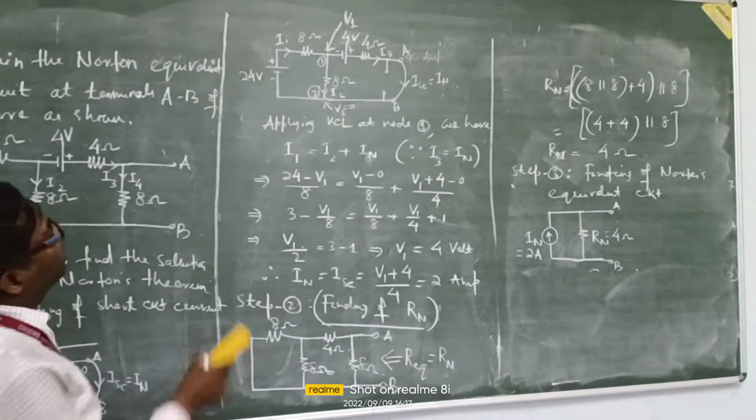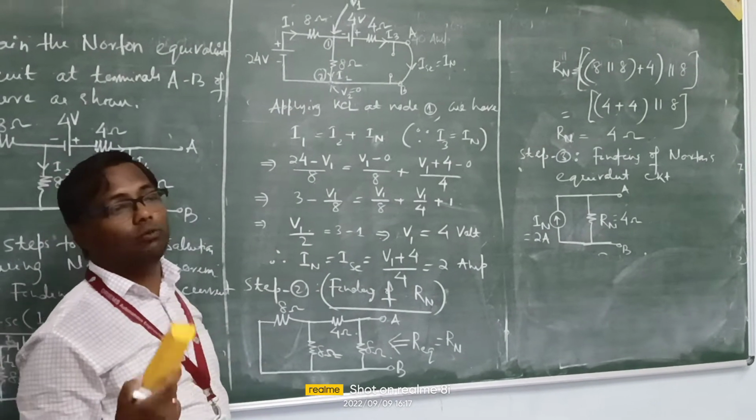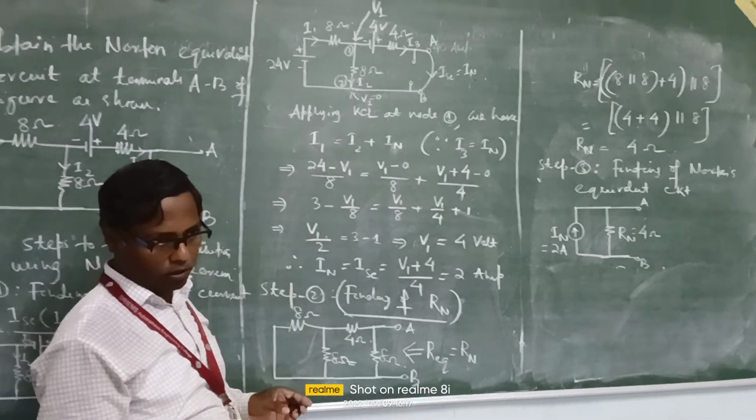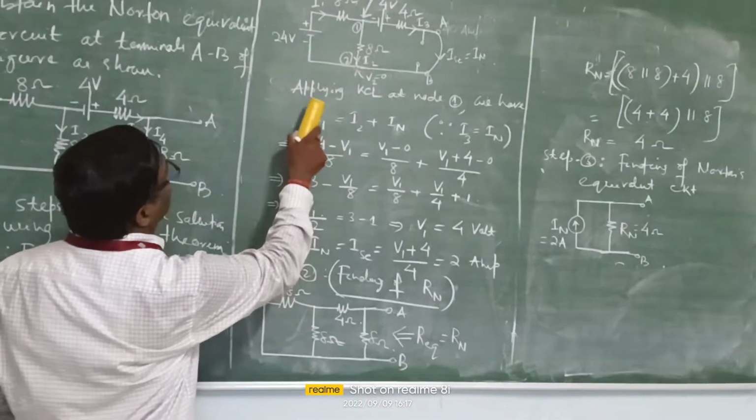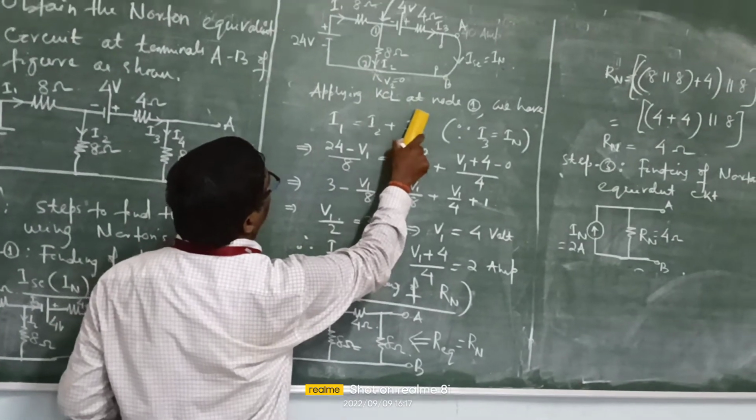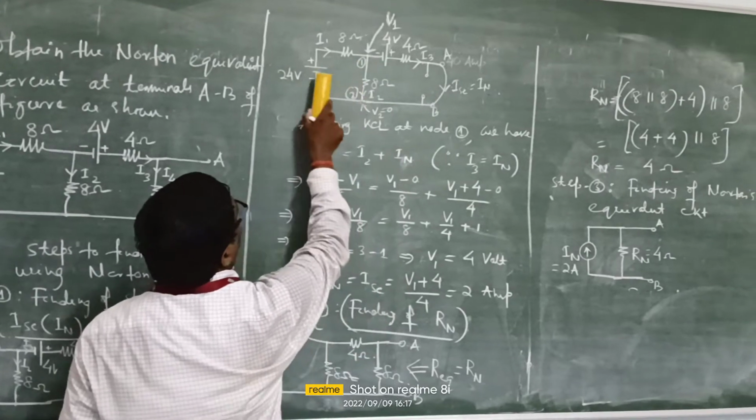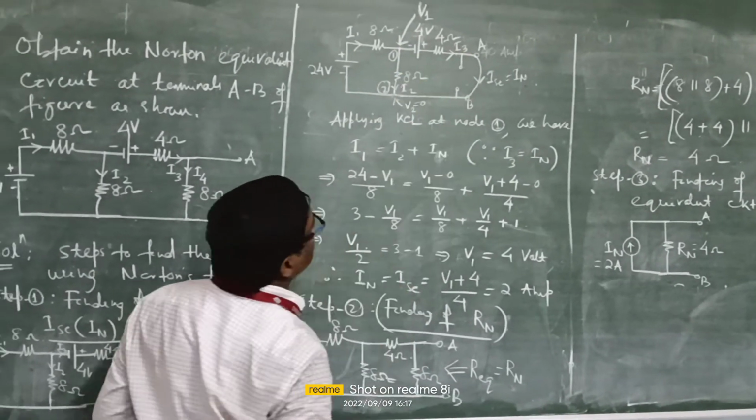Now, applying Kirchhoff's current law. The advantage of nodal analysis is that it is directly based on Kirchhoff's current law, and a minimum number of equations can be written. So applying Kirchhoff's current law at node 1, we find I1 equals I2 plus I3.